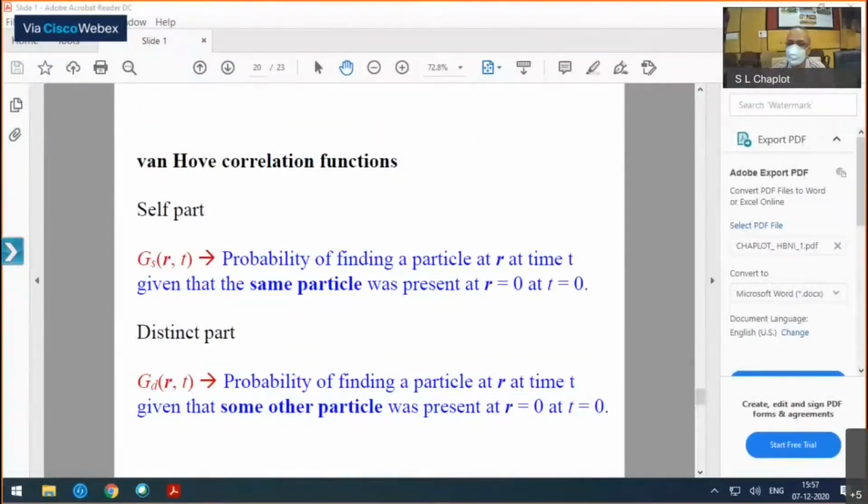Okay, sir. Distinct part corresponds to motion of particles. So then, okay, very good. I think it's a very good question. So let me repeat. This is how we defined our correlation function. Now you can see that the self part corresponds to the motion of the same particle as a function of time, whereas the distinct part corresponds to motion between two different particles.